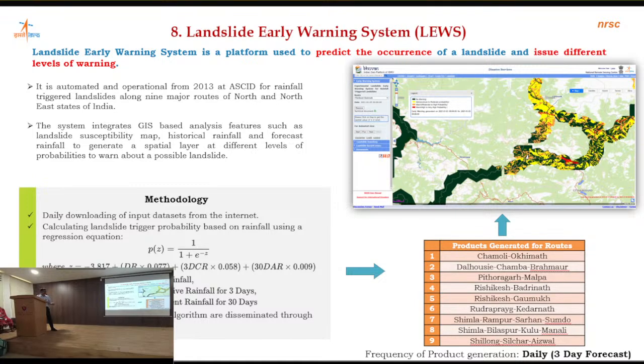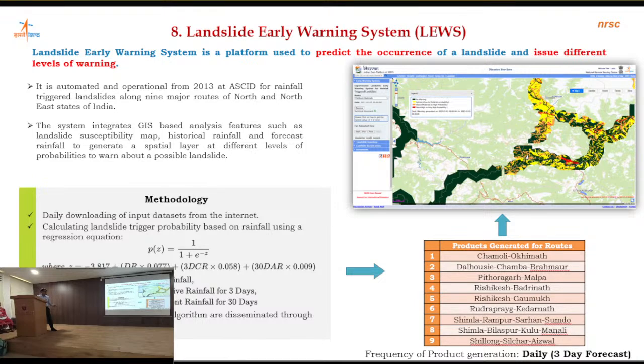So the forecast is computed using this formula called the triggering probability based on rainfall. I just want you to see this formula. DR is the daily rainfall here, 3D is the cumulative rainfall for 3 days. 30DAR is nothing but the rainfall which happened in the last 30 days, the average of the rainfall for the last 30 days.